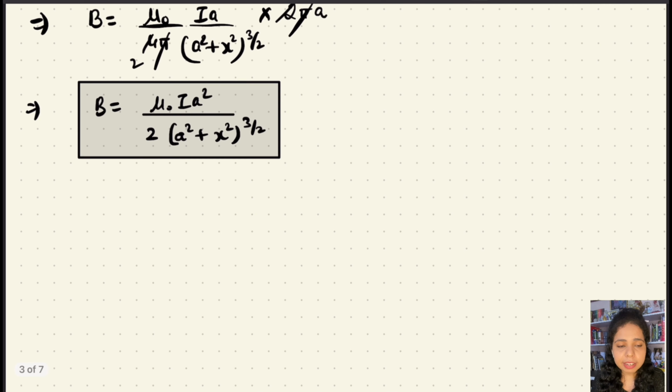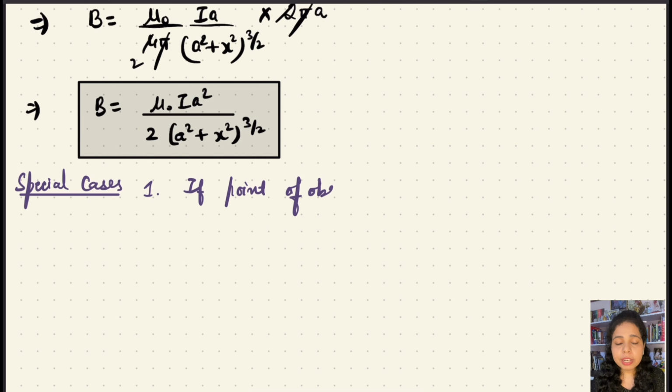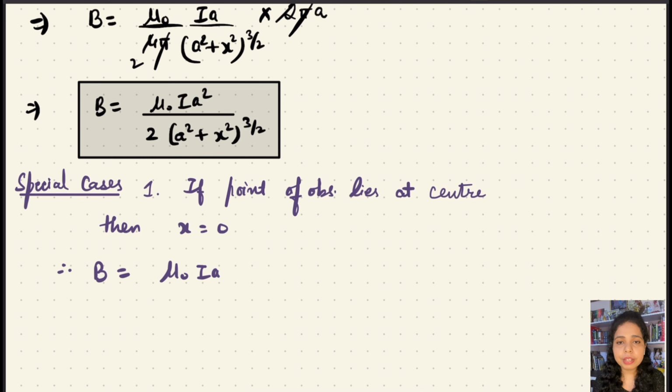So this is the final expression which we have, but we will modify it by discussing special cases. Let us discuss the first special case: if the point of observation, that is point P, is lying at the center of the loop, then x will be equal to 0. If x is equal to 0, then we have B equal to mu naught I a square upon 2 into a square plus 0 square whole raised to power 3 by 2.